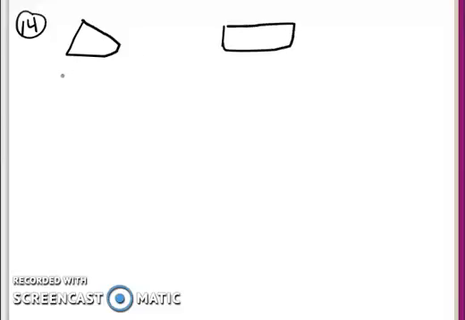Alright, 14. This one's pretty difficult. We have two parts. Okay, so two parts here. We have a cone, and we have a cylinder. Okay, we need to find the surface area of both. So surface area of a cone and the surface area of a cylinder.